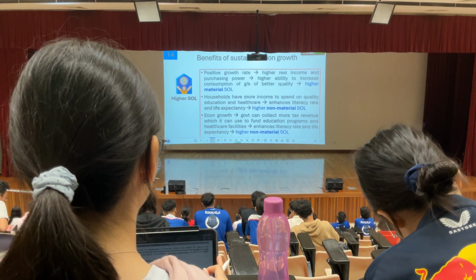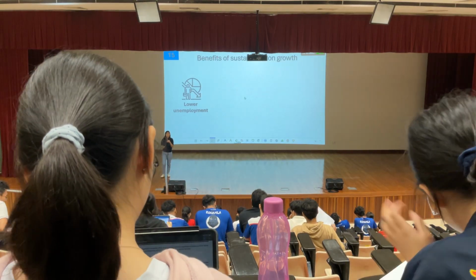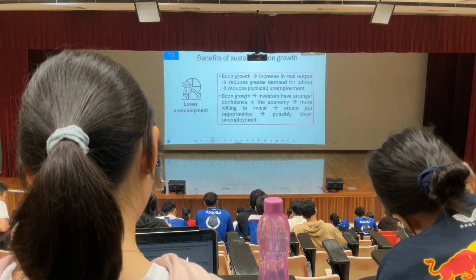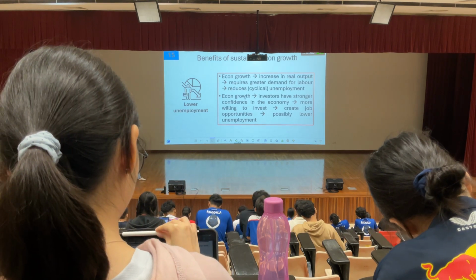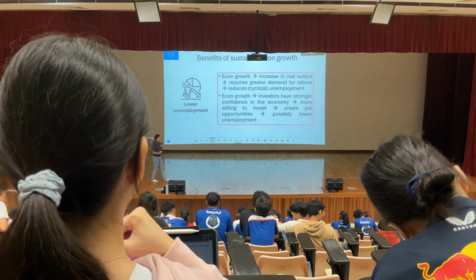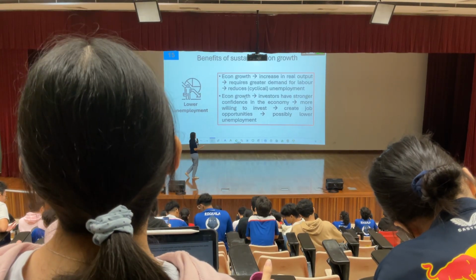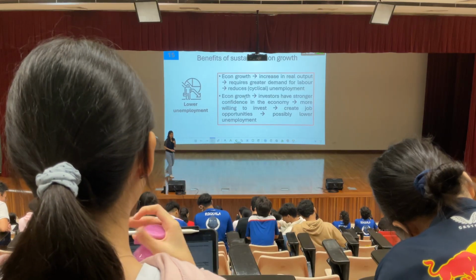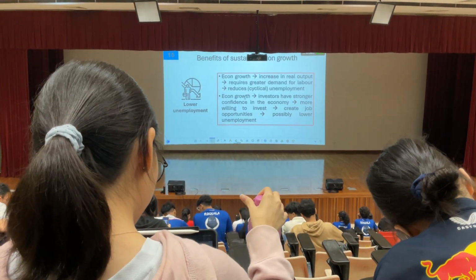Next, with sustained economic growth, it can also lower unemployment. So I think this one you can understand, right? When you produce more output in the economy, what does it mean? Firms will have to hire more labor. When you hire more labor, you will reduce unemployment. With high economic growth, same thing. Economy is growing, doing very well.